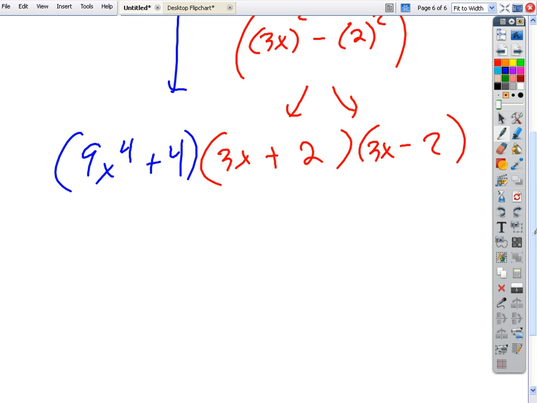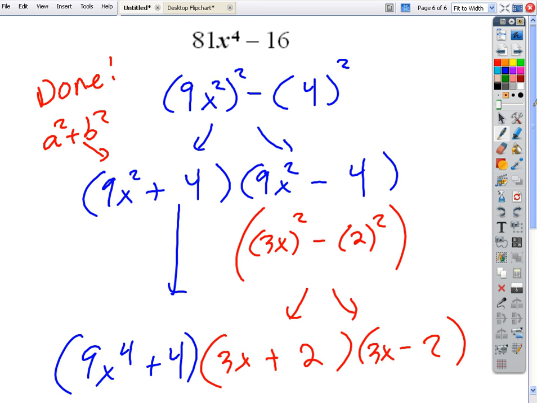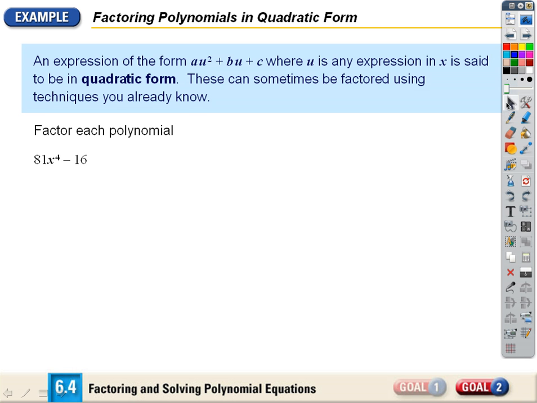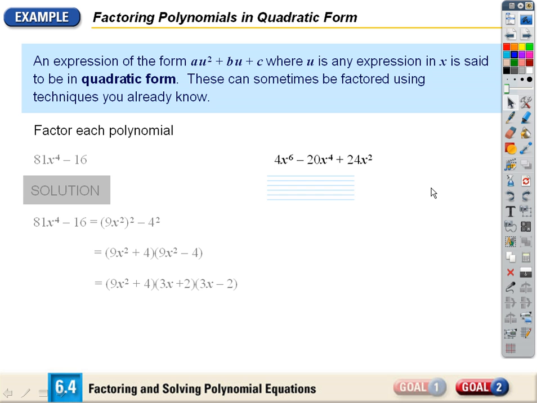And the trick was, we were just able to see this thing. If we go back up to the start, we were able to see this thing in terms of a difference of squares. Okay. So that actually is a quadratic pattern. So we made it look like a quadratic even though it was bigger. What about something like this? So what about that one?